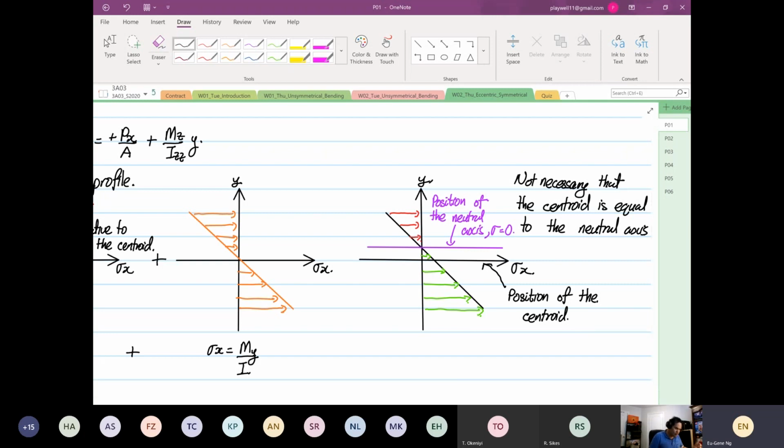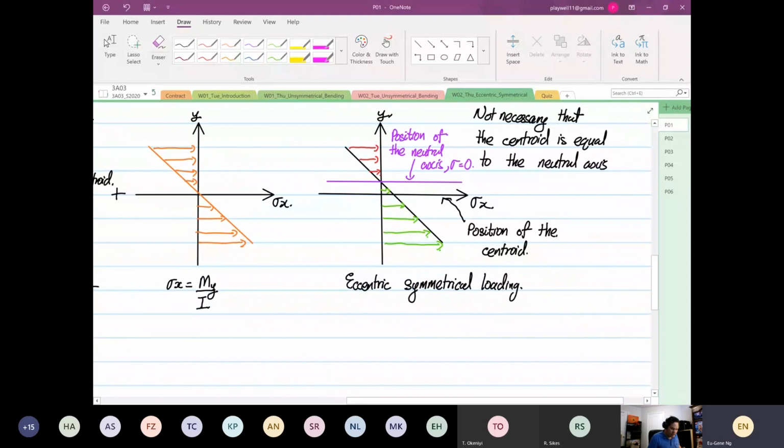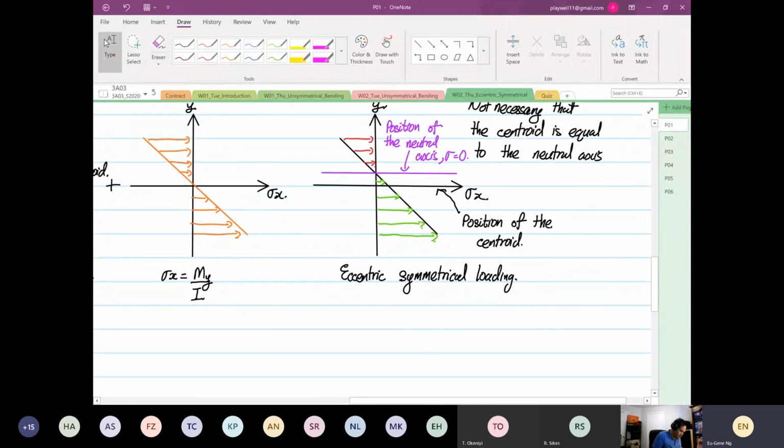And this is only true when you have eccentric, symmetrical loading. When you have eccentric symmetrical loading, the centroid axis location is not the same as the what? Neutral axis.